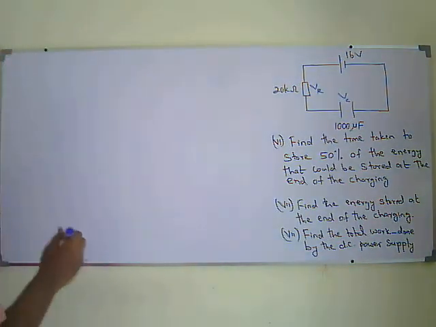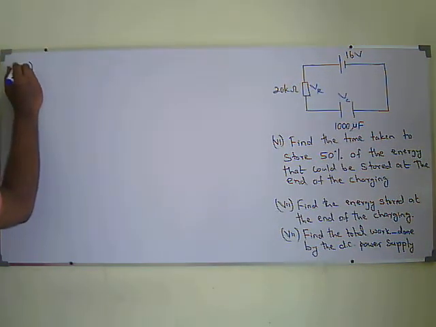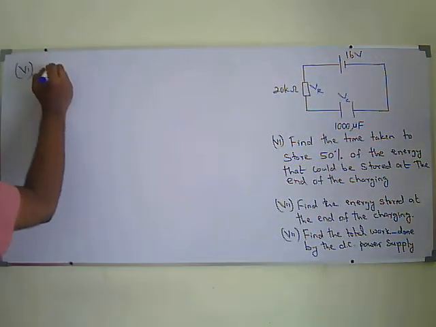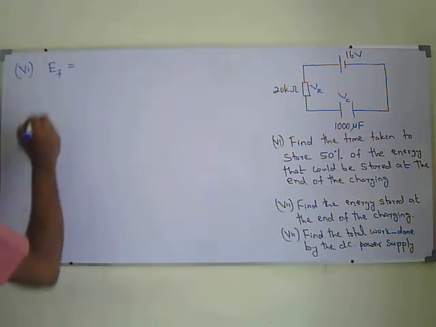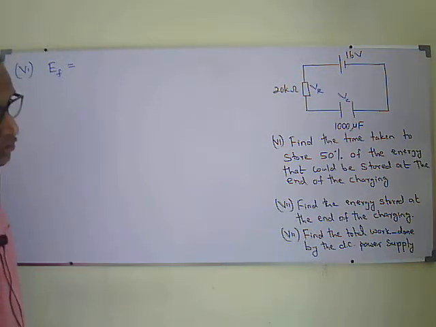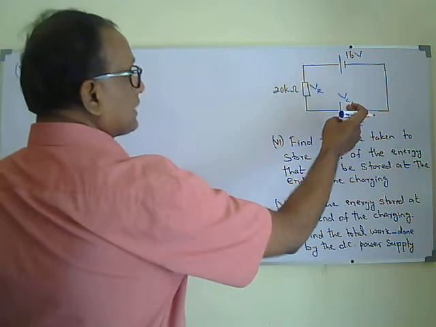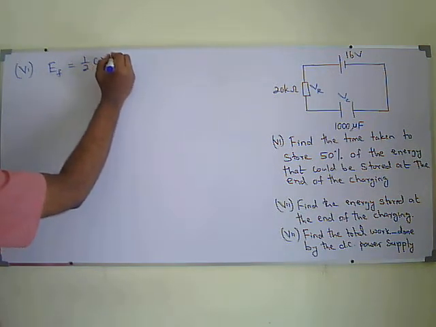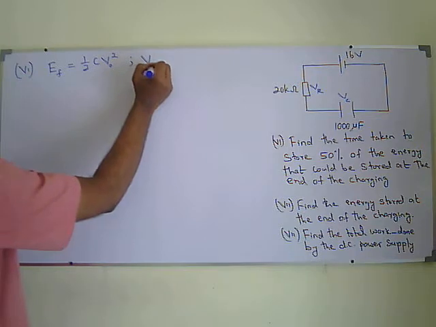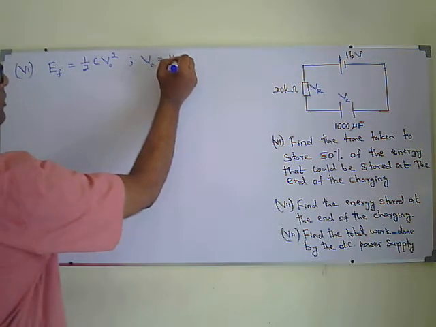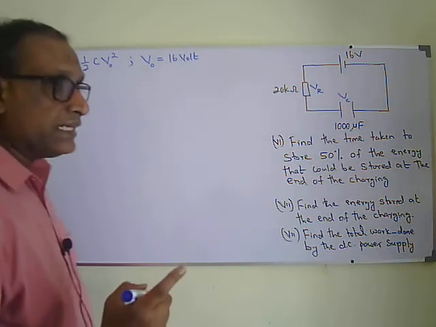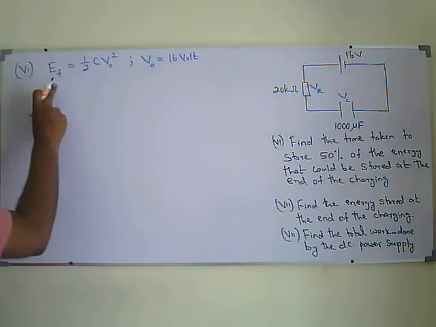So I can say, for the sixth part, at the end of the charging process the voltage across it is going to be V naught. So the final energy of the capacitor is equal to half QV, or half C V squared, anything I can use, but I would like to keep one constant, that is capacitance. So half C V naught squared, where I know that V naught, the final voltage across the capacitor, will be 16 volt. So now the question is, how long will it take to store half of this energy?